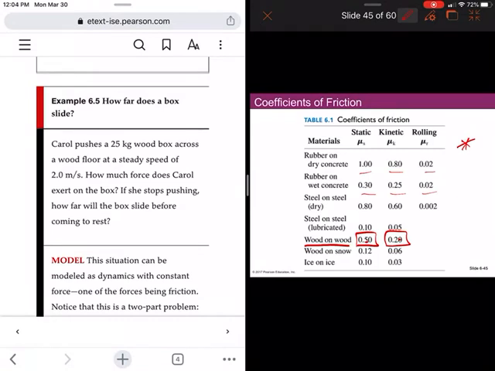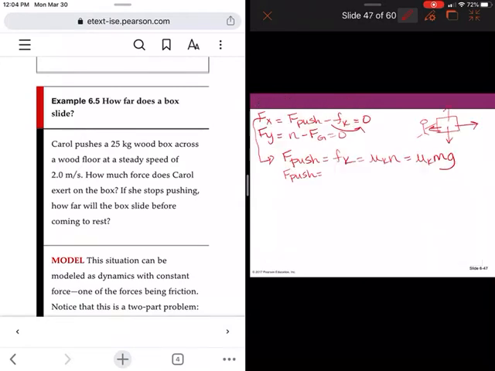Okay, so we have wood on wood, and I'm looking at the static coefficient and the kinetic coefficient. So for the kinetic coefficient, it's 0.2.